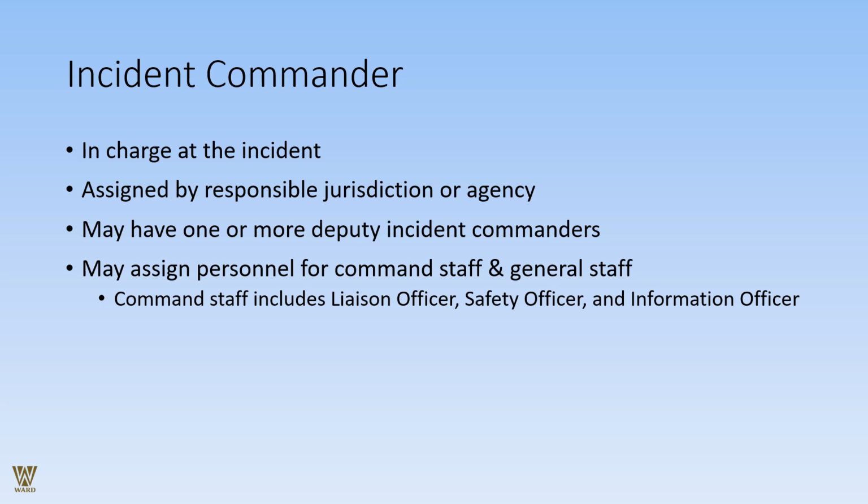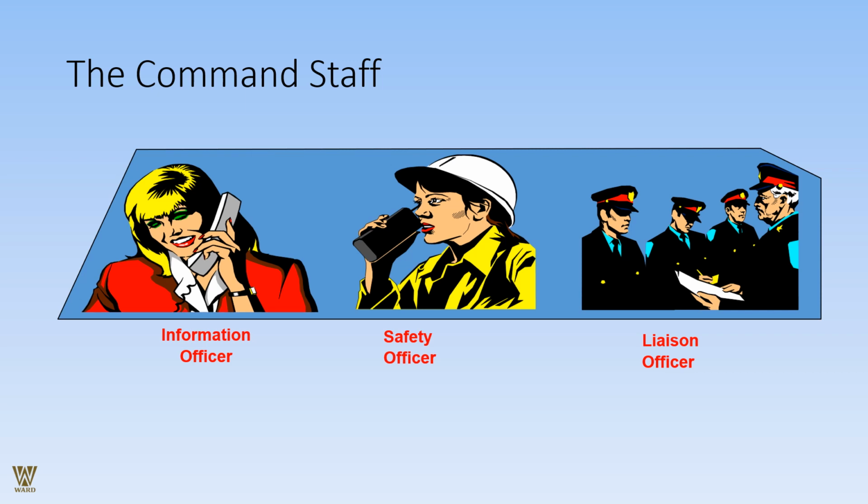So yes, we are talking about the incident commander in charge at the incident, assigned by responsible jurisdictions or agencies, who may have one or more deputy incident commanders and may assign personnel for command staff and general staff. Command staff include liaison officers, safety officers, and information officers, as been shown here. Information officers are the persons who are going to manage the public opinion, manage the administration, give the relevant information, probably even ration out the information. Safety officers will ensure that the least possible damage is caused, not only to the property but also to the lives of the people.